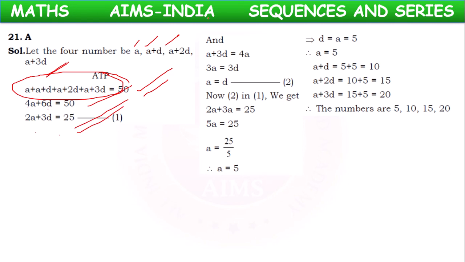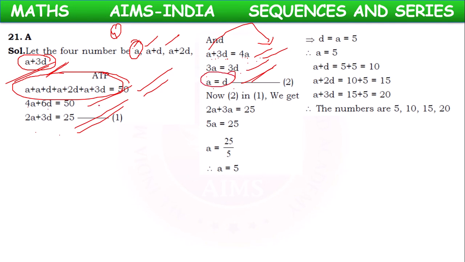They have given that A plus 3D is the greatest one and A is the smallest one. This greatest value is 4 times the smallest one. So A plus 3D is 4 times the smallest one, meaning A plus 3D equals 4A. If A comes this side, 4A minus A is 3A. 3D equals 3A, or 3A equals 3D, or A equals D. This value we will get.